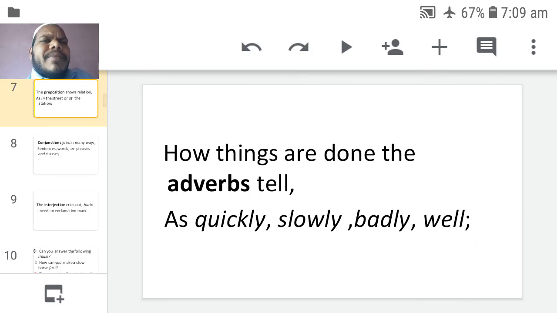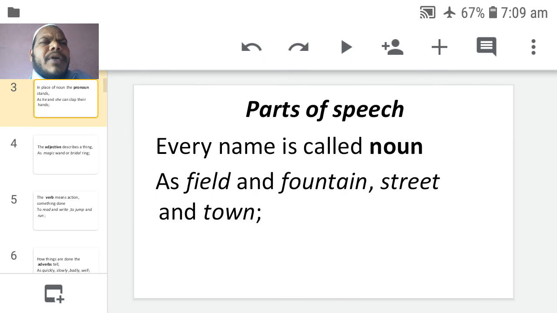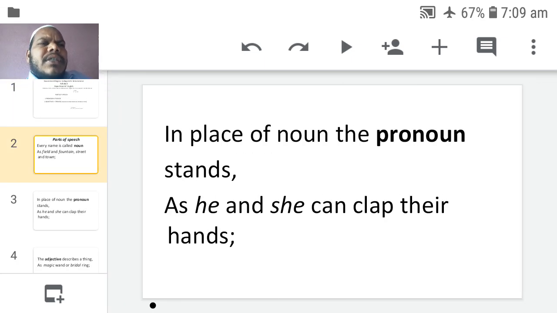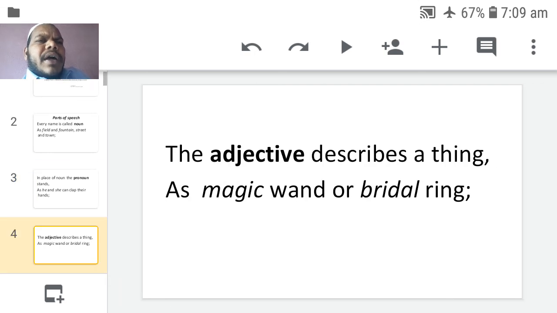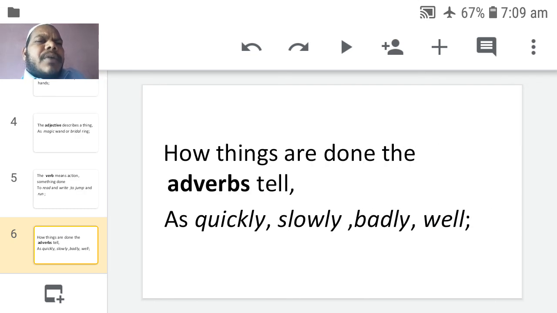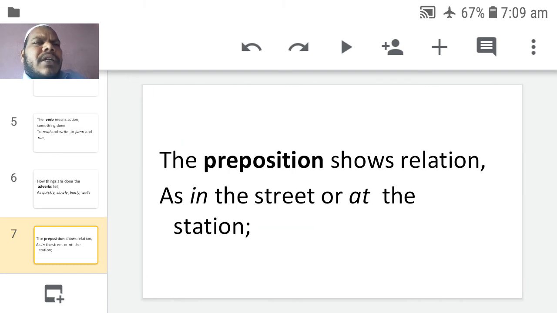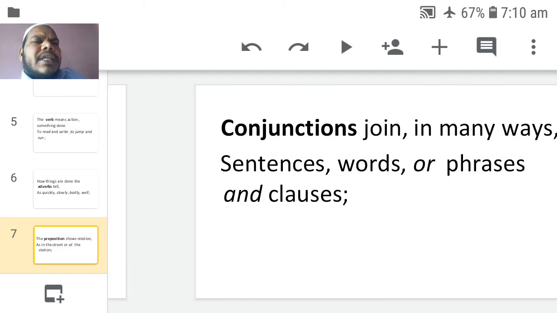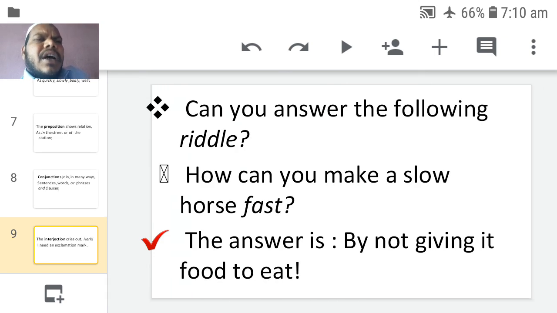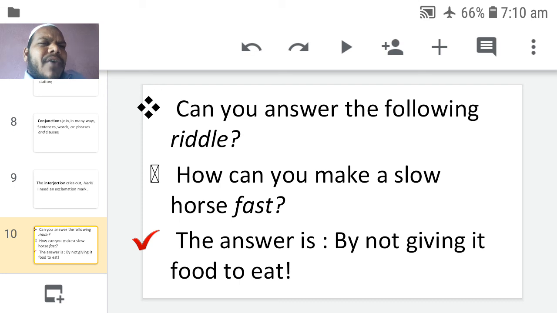Let's see it one more time. Recall what we have learned in the poem. We have seen that every noun is a naming word, pronoun is used instead of a noun, adjective is a describing word, a magic wand, verb is an action word, to read, adverb shows things are done quickly, slowly, preposition shows relation, in the street, at the station, conjunction is a joining word, and, or, interjection shows surprise, hark. And we have seen the riddle, how the play on the word first.